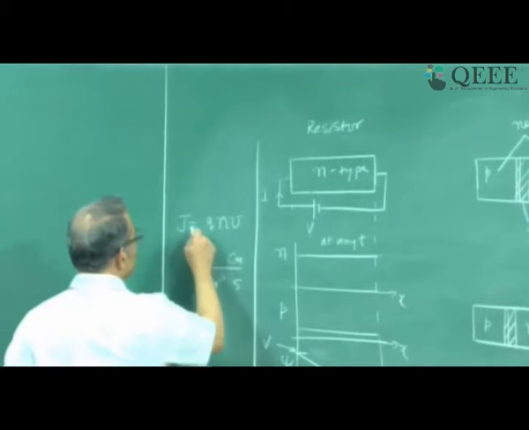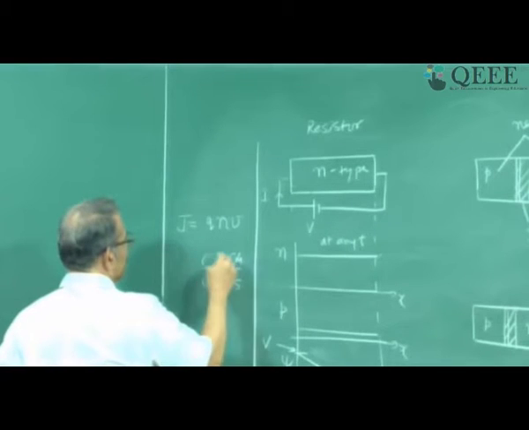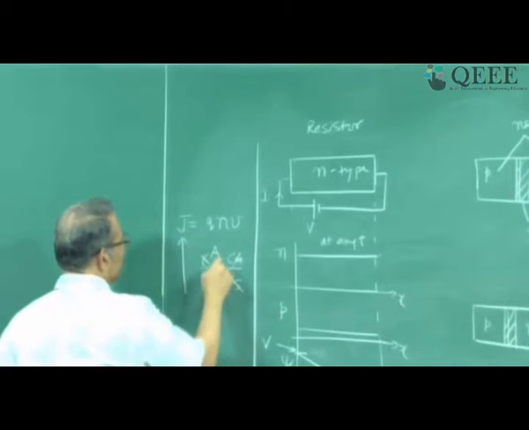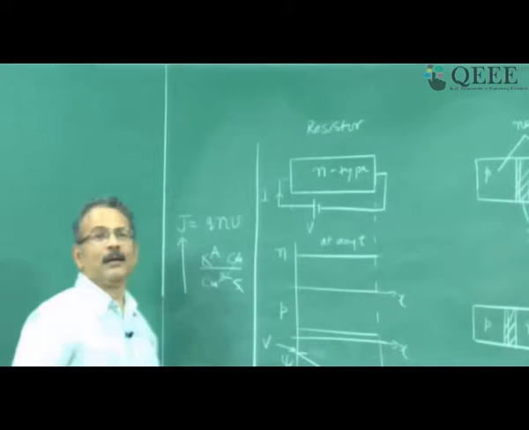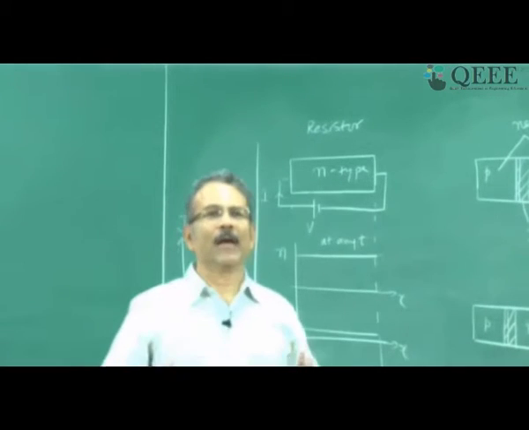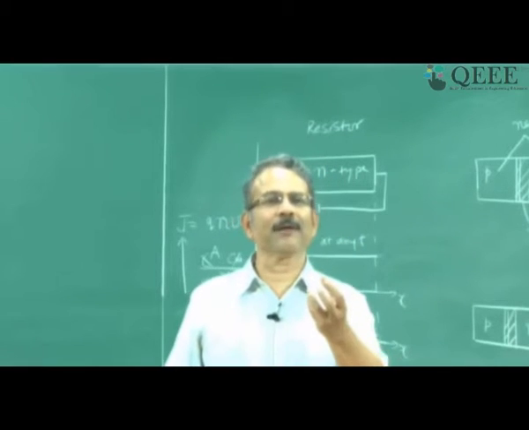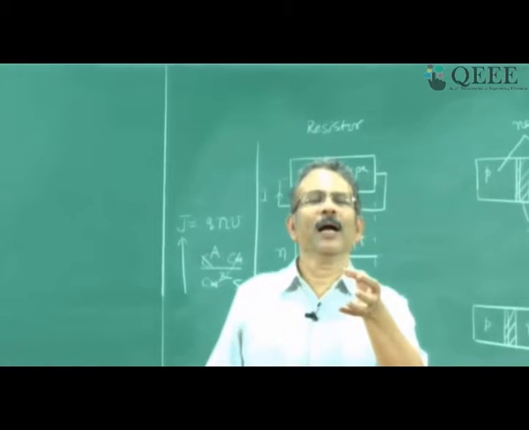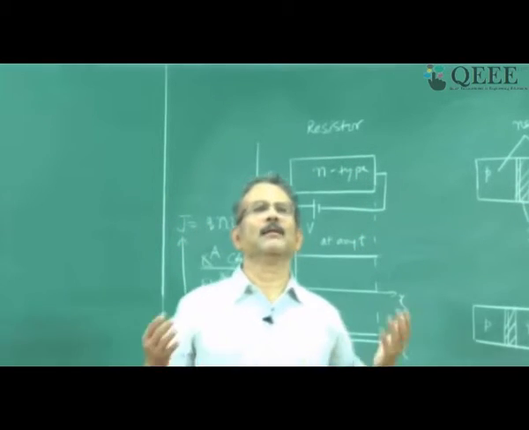So you see your unit for J is Coulomb per second, which is amperes, and this is per centimeter square. So J is ampere per centimeter square. Okay. So this is the basic formula for current. If I want to know the current in any situation, I should know the concentration of carriers, the charge on the carrier, that is Q, and the velocity with which they move. If I know this, then I can find out what is the current.